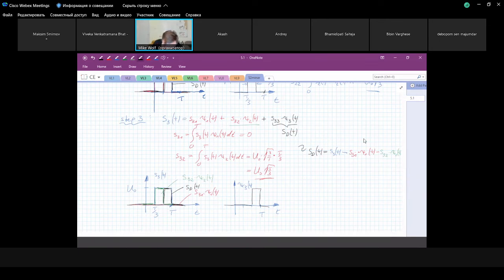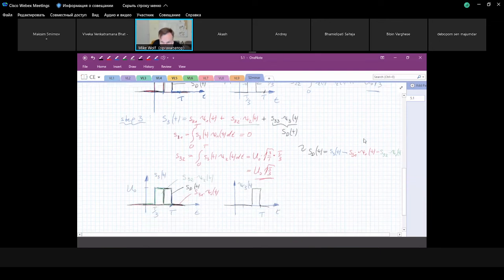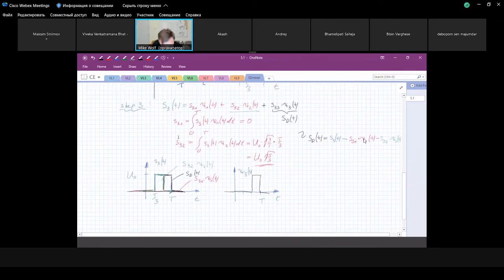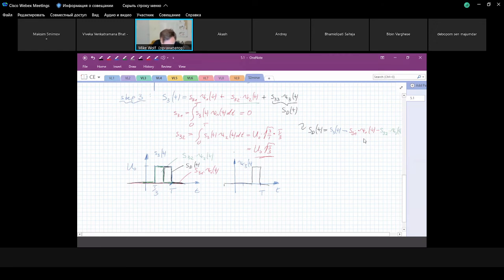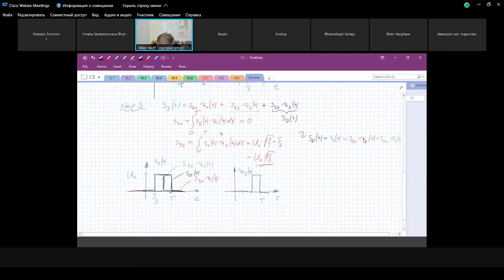S2 3, my mistake. Okay, S23 is of course 0. We don't need the third basis function in order to represent S2 of t. And then again we have here this weighting T by 3 by t, because the width here is T by 3. So, and now we basically have everything.